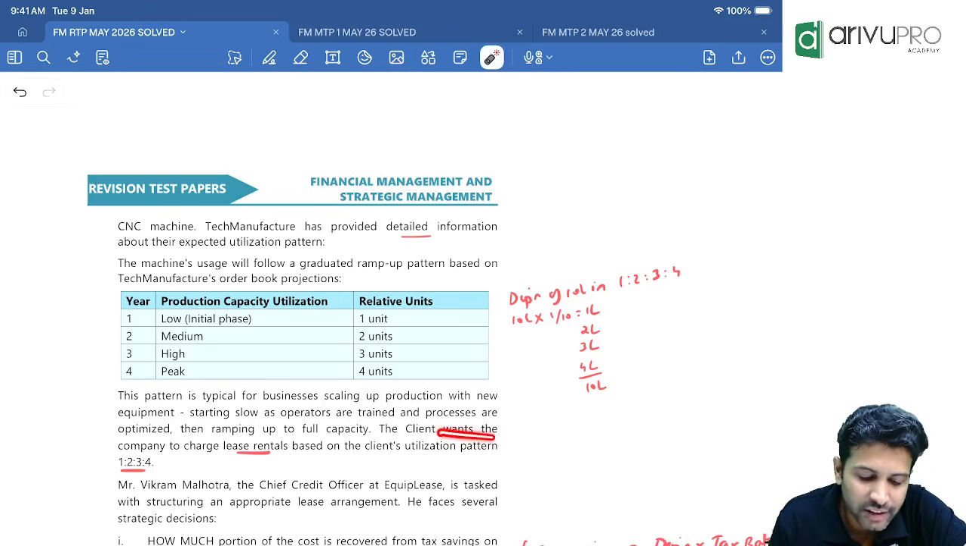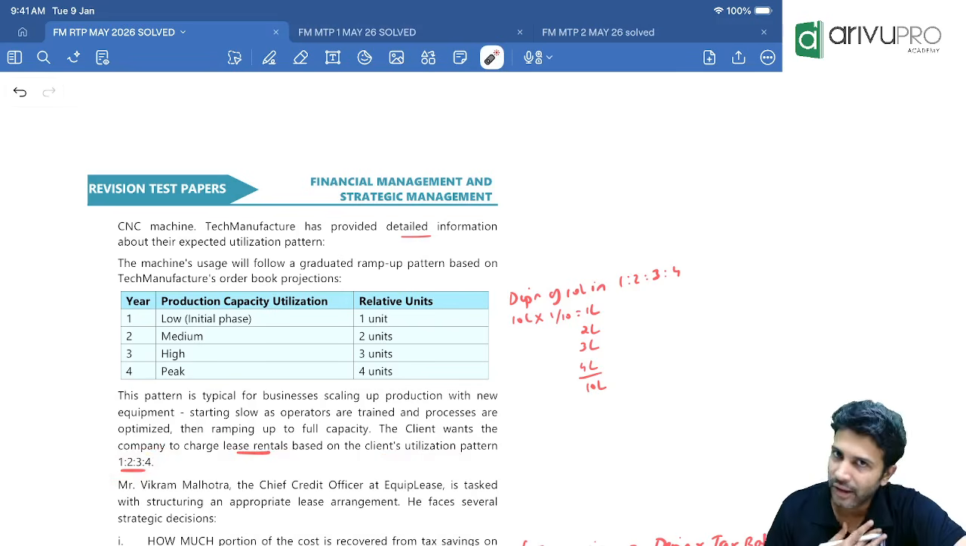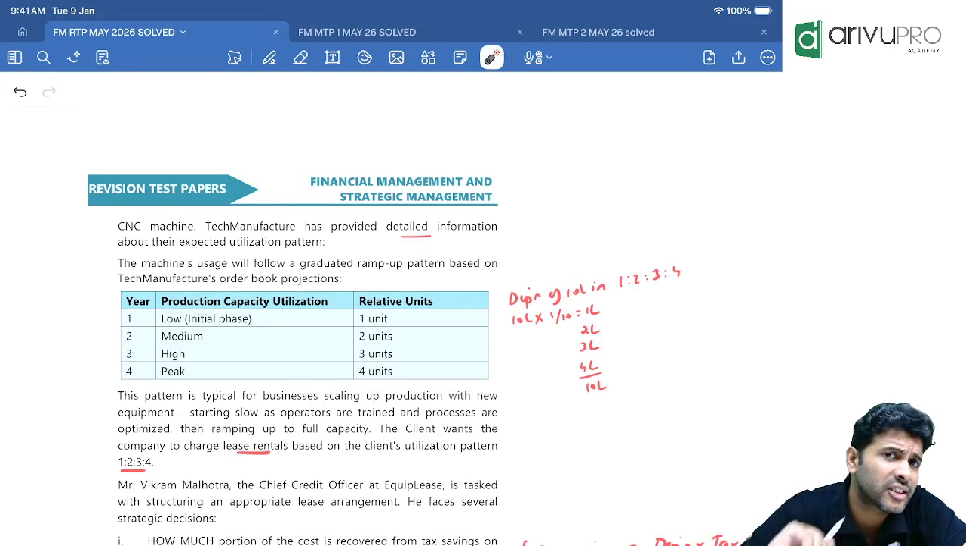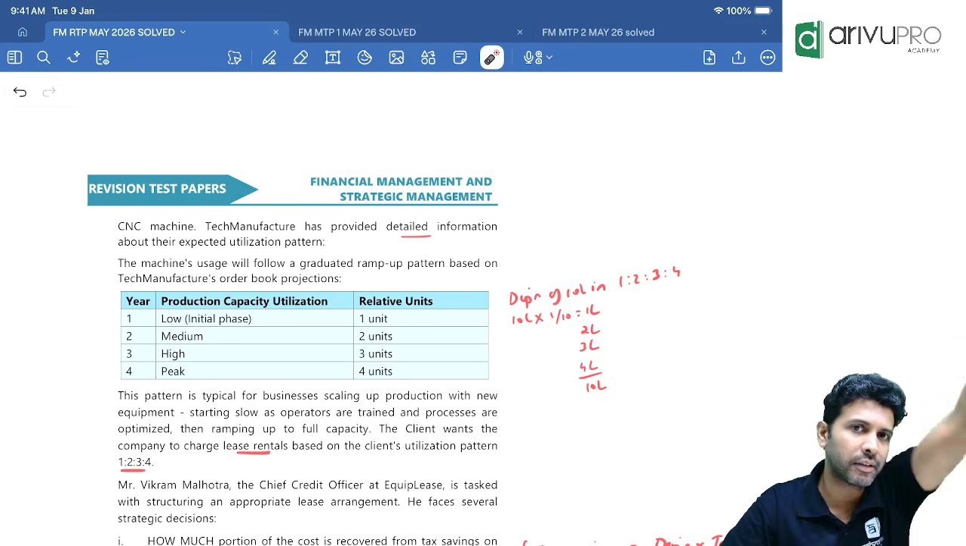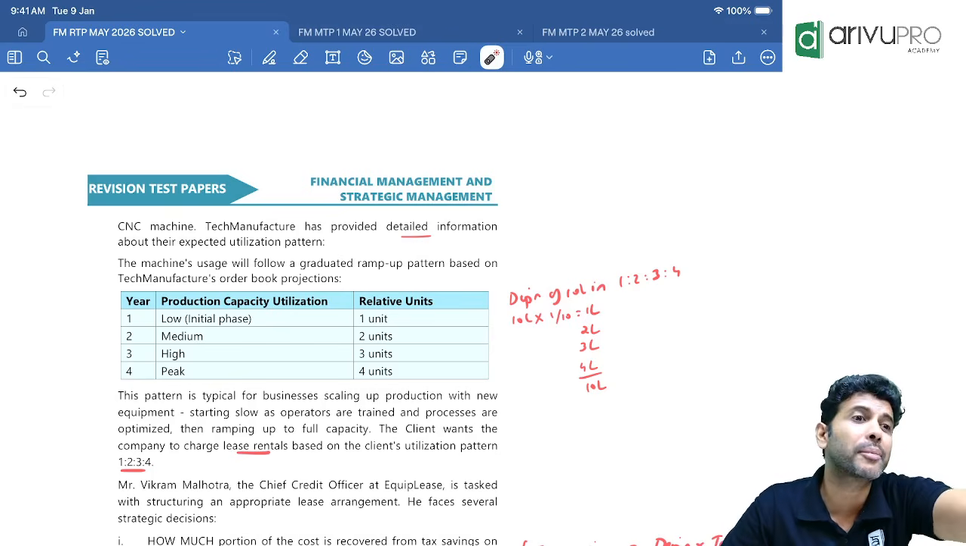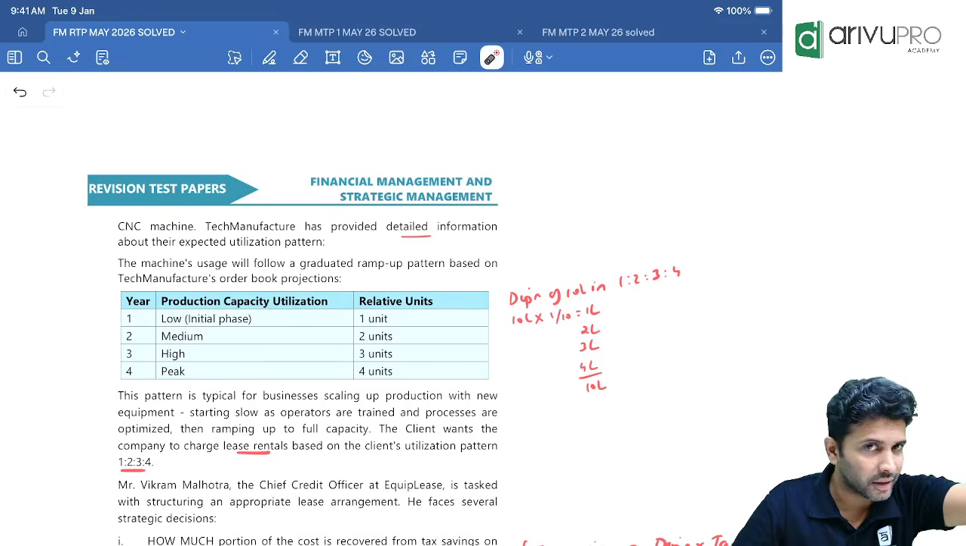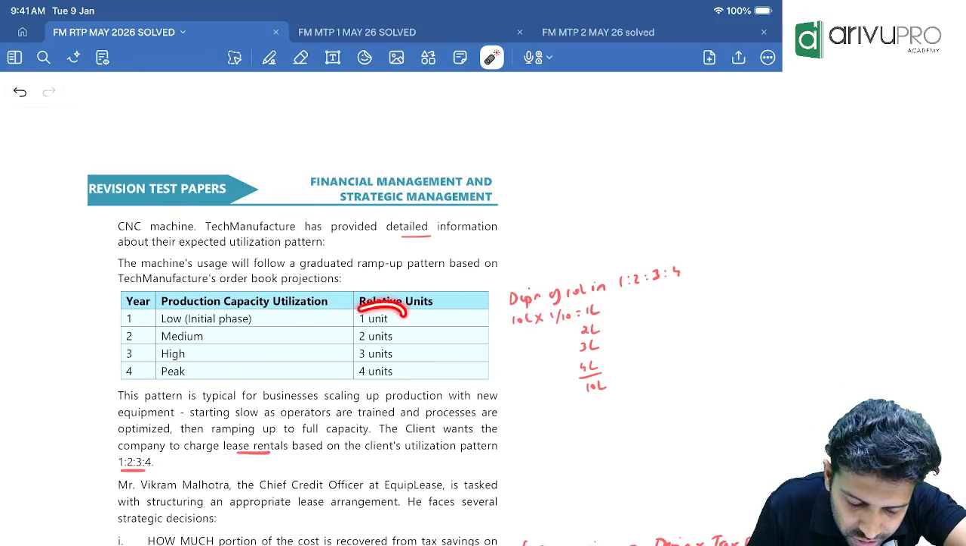Okay. Clients want the company to charge lease rental based on the client's utilization pattern, 1 is to 2 is to 3 is to 4. Now we are a leasing company. We will not lease the asset free of cost, we will collect lease rental. Our customer is saying don't charge the same rent. You charge lease rental based on this production pattern.